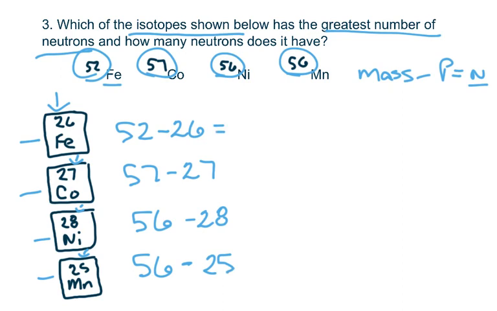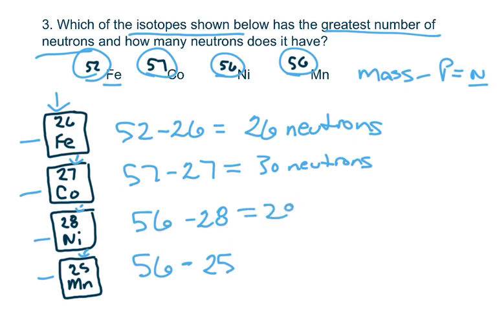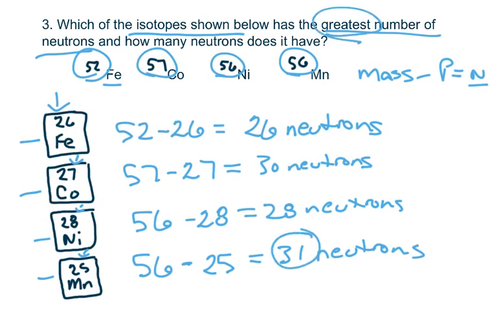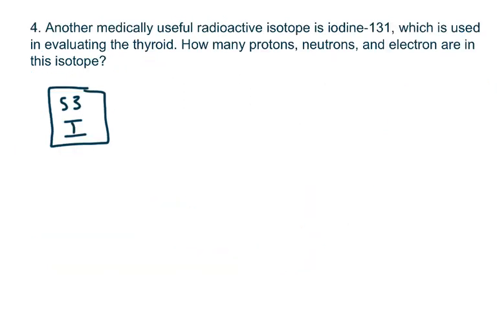So if you figure this out, this is 26 neutrons. This one's 30 neutrons. This one's 28 neutrons. This one's 31 neutrons. So it asks, which has the greatest number of neutrons? So it's this one. So manganese 25. Or manganese 56. All right, last one.